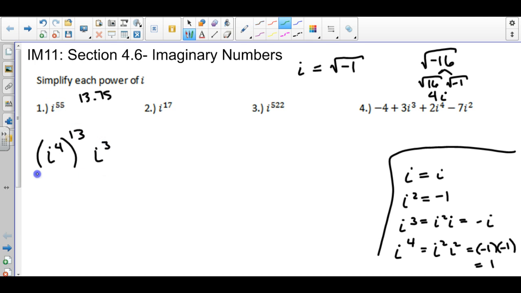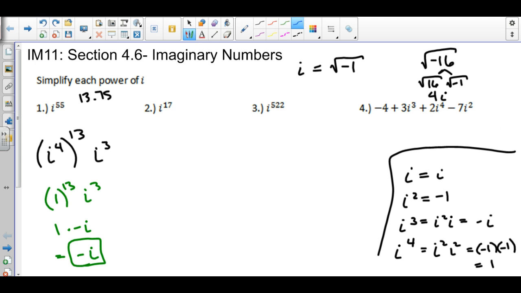So the point of doing this is that I know that i to the fourth power is 1, and 1 to the 13th power is just 1 as well. So when I take 1 times i to the third power, if I go over here, i to the third power is -i. It simplifies to 1 times -i, which is -i. So this giant expression up here, i to the 55th, can be expressed as -i. All right, next one.